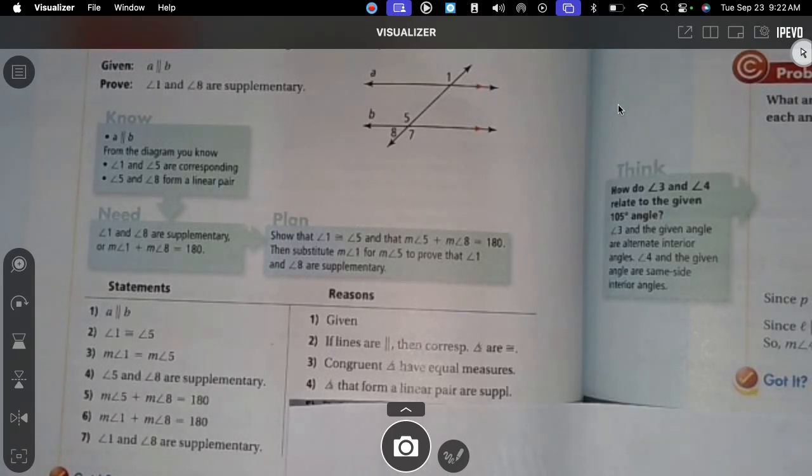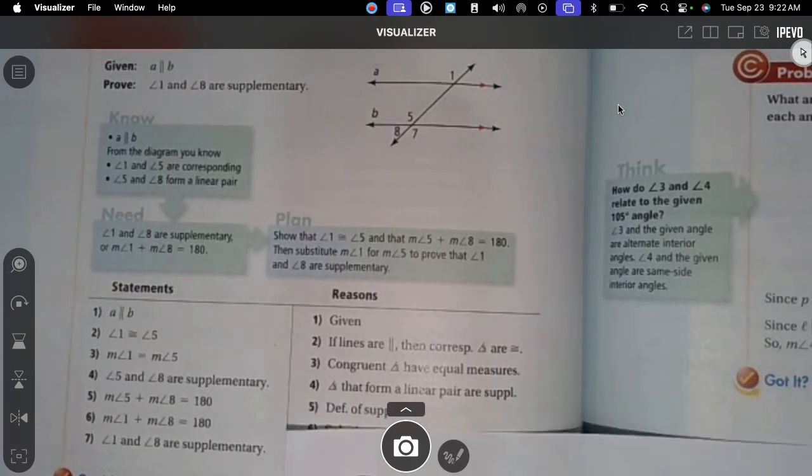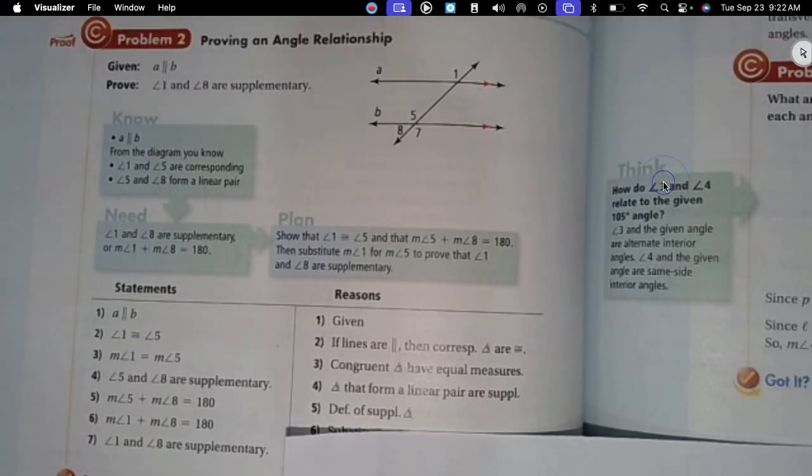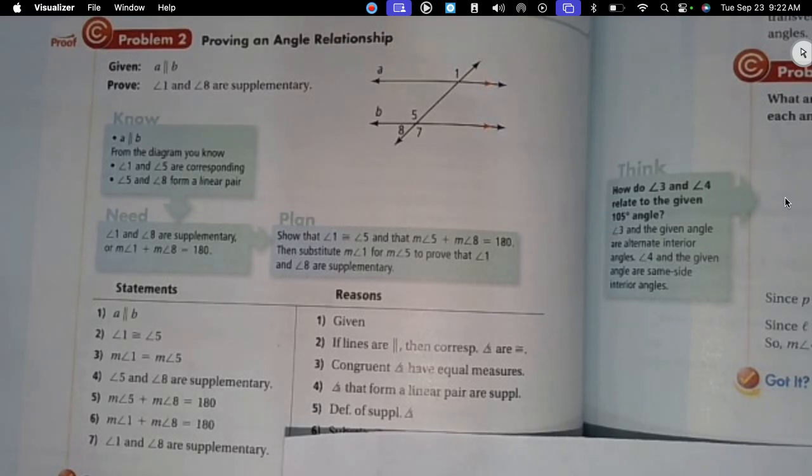So then it says the measure of angle 5 plus the measure of angle 8 equals 180. Well, that's the definition of supplementary. Let me see if I can get that off of there. There it goes. Okay. The measure of angle 1 plus the measure of angle 8 equals 180.